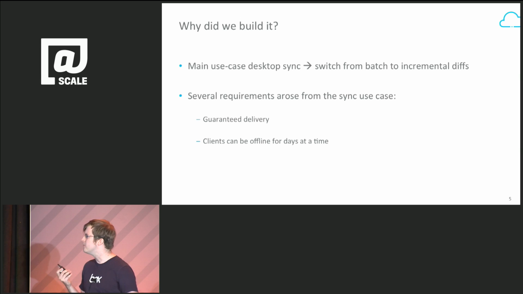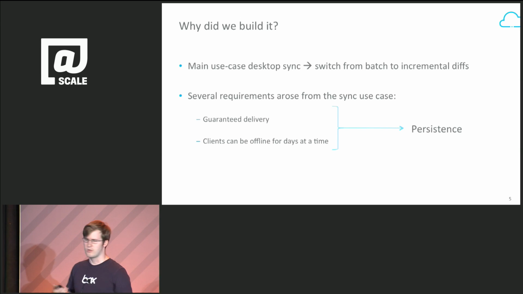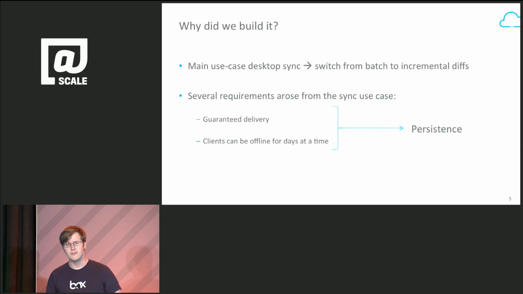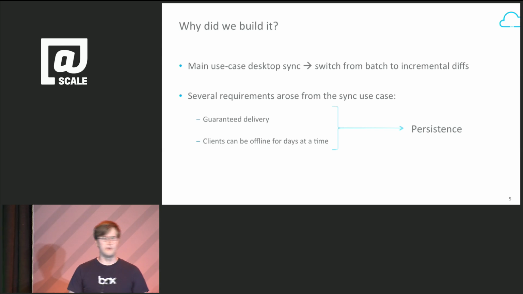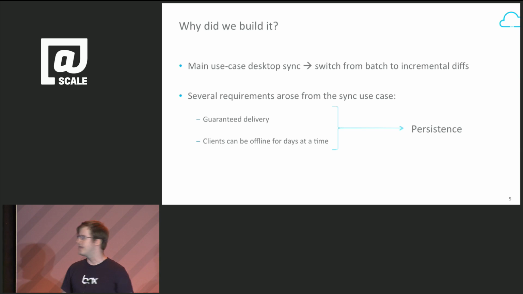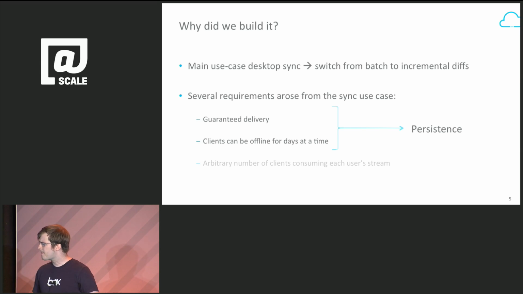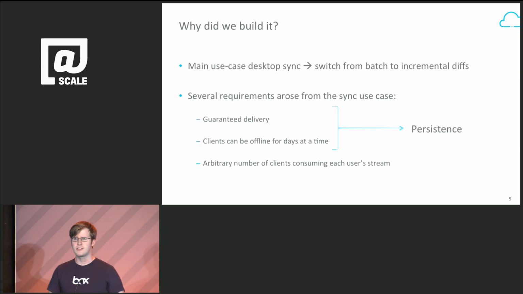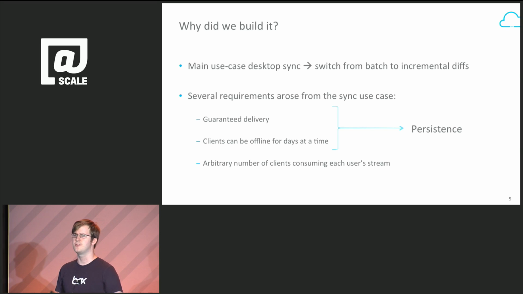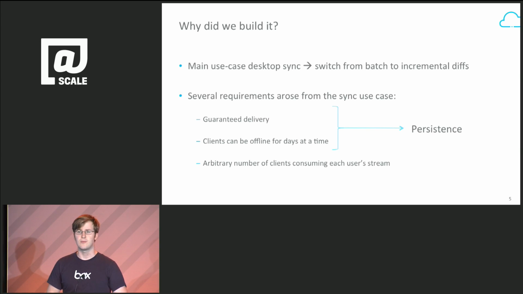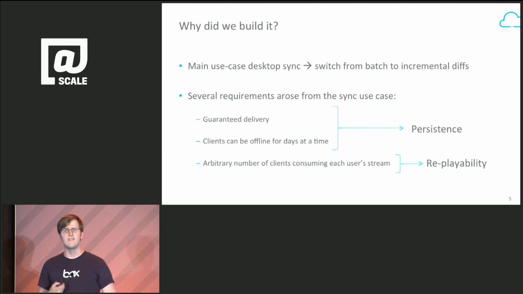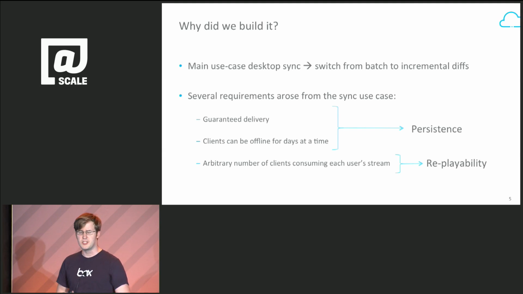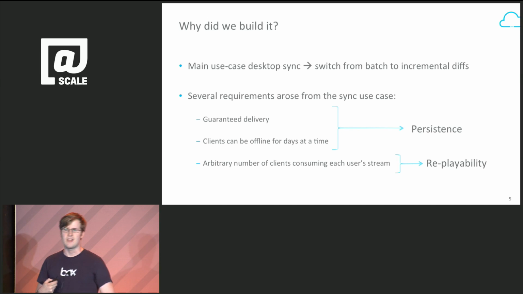When you combine these two, we felt we really needed a system with a strong persistence layer, because if you need guaranteed delivery, but you can't rely on your clients being online to receive and act on messages, you need to be able to persist those messages until the client comes back online. Also, you can run a sync client across multiple different devices, and they all need to consume the same stream of events from the user, which is where we need replayability. Just because the system has handed out an event to one sync client on one user's machine doesn't mean it doesn't have to hand that event again to another sync client on another machine.